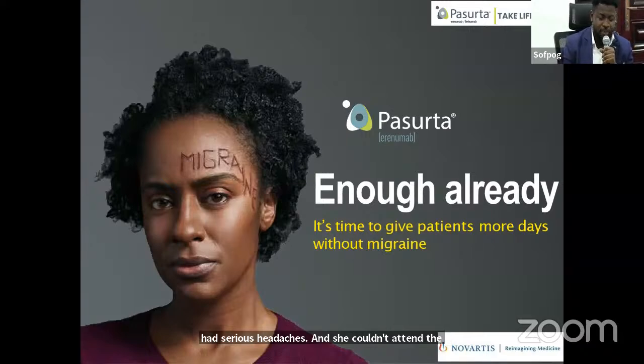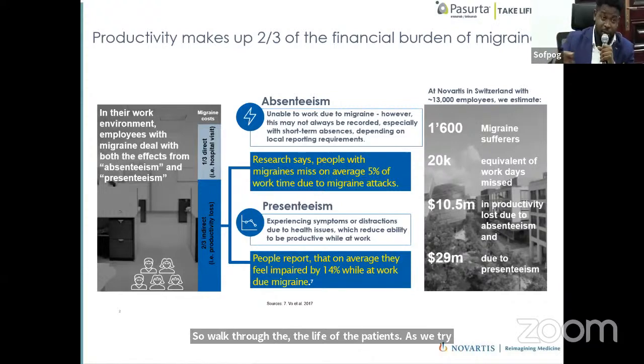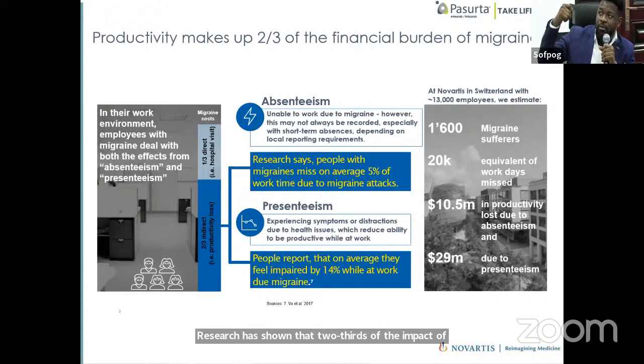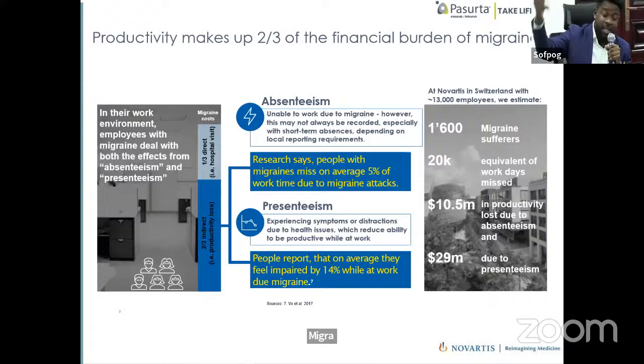So we'll walk through the life of the patient as we try to understand the impact of migraine, because the impact of migraine actually is not in hospitalization. Research has shown that 2/3 of the impact of migraine is actually due to absenteeism and then presenteeism, which is productivity. So we are losing more productivity from migraine as opposed to the other conditions where we are scared of the mortality. Migraine actually takes a lot from us.